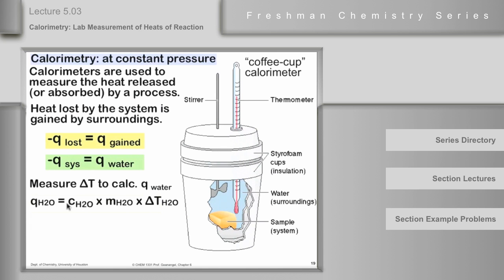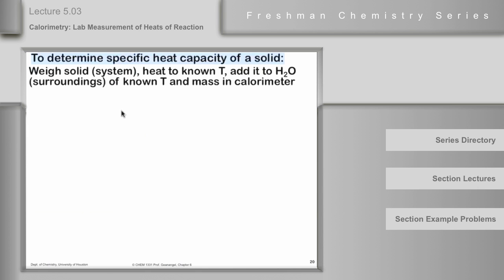Now, in order to measure the specific heat capacity of a solid, like the geoscience student was measuring the heat capacity of a stone, a rock, a mineral, or something, you weigh the solid, which is your system. You heat it to a known temperature, as would be true if we put it in boiling water. We add it to a calorimeter, which contains water at a known temperature and of a known mass. Then we stir it and wait for the temperature to come to equilibrium. We measure the final water temperature, which is also the final temperature of the solid when everything comes to equilibrium.